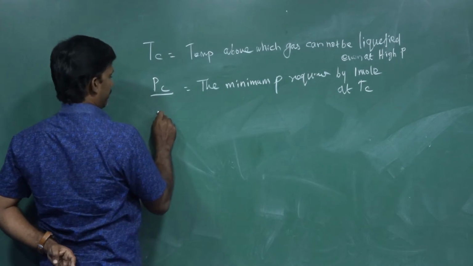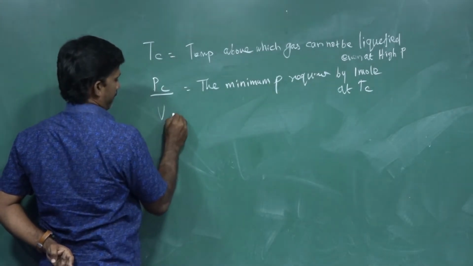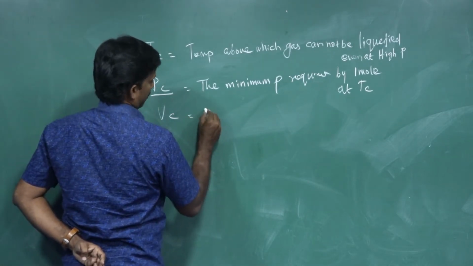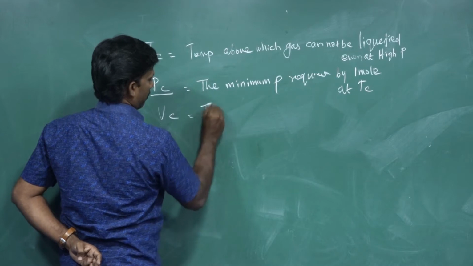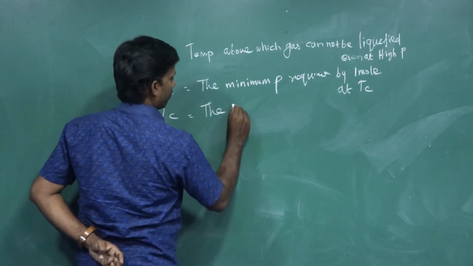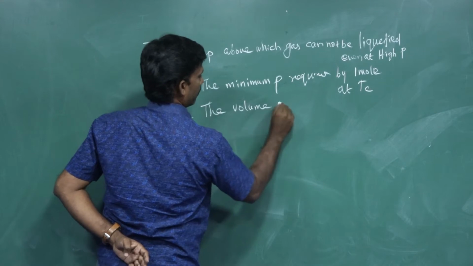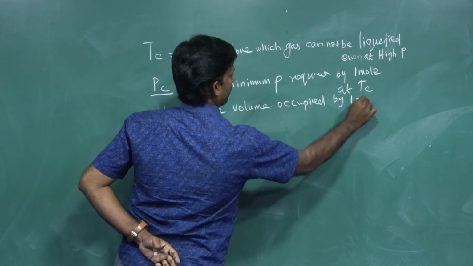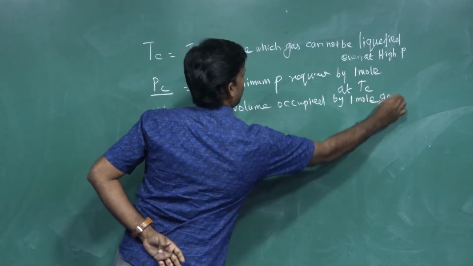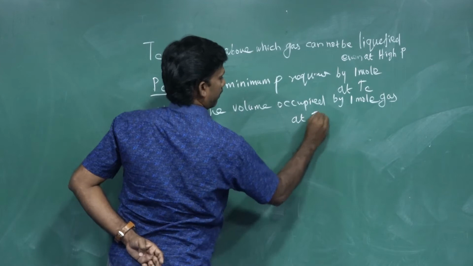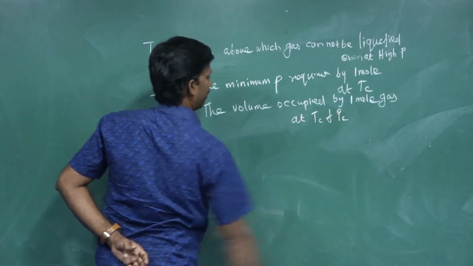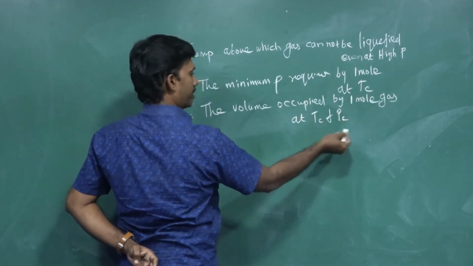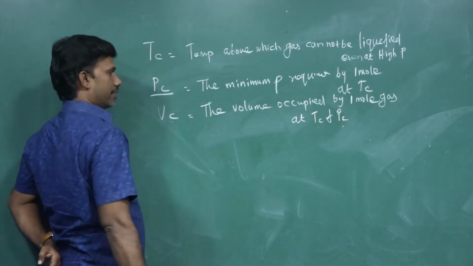Then critical volume, Vc. This is the volume occupied by 1 mole of gas at Tc and Pc. The volume occupied by 1 mole of gas at the critical temperature and critical pressure is called the critical volume. It is shown in another graph.